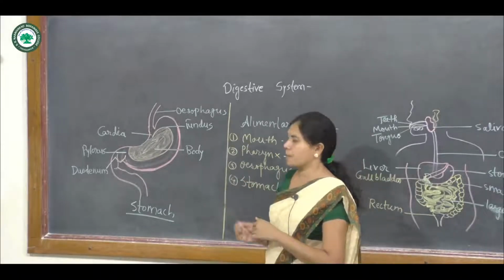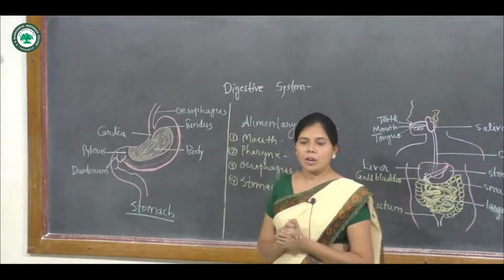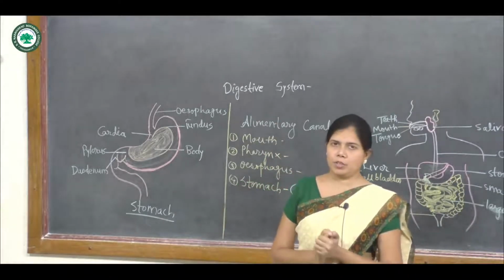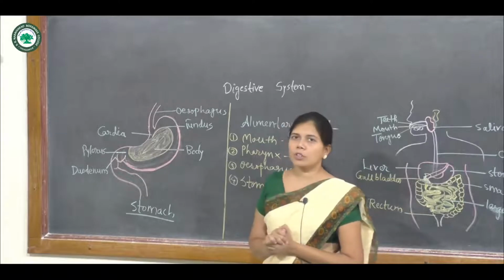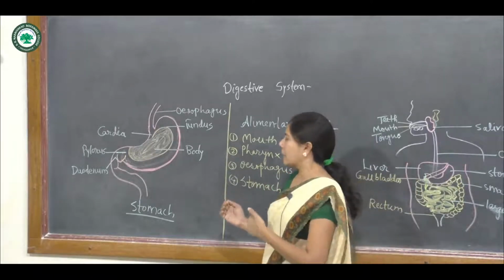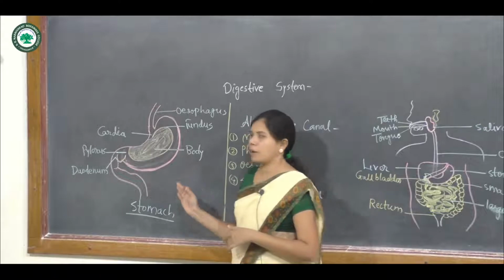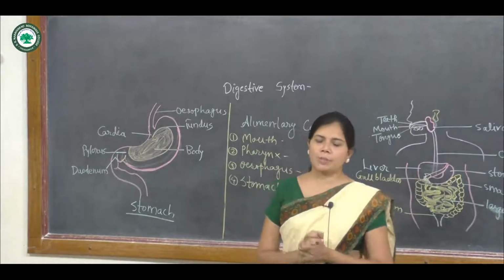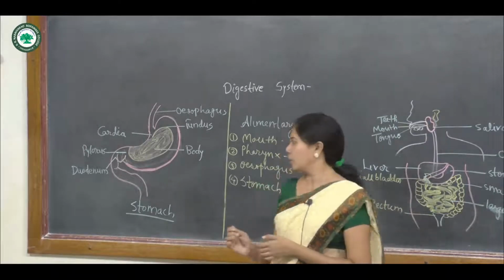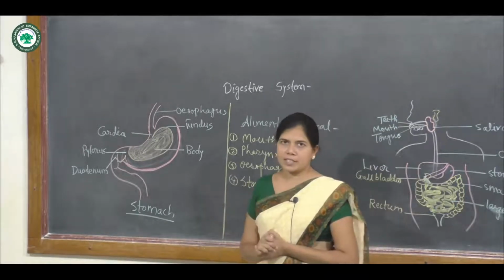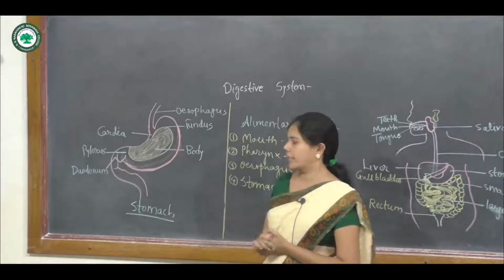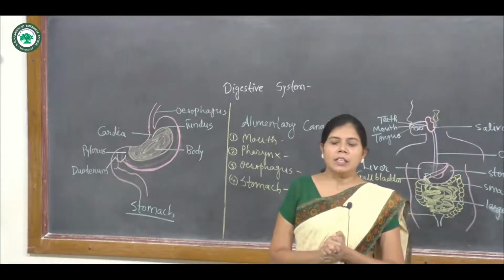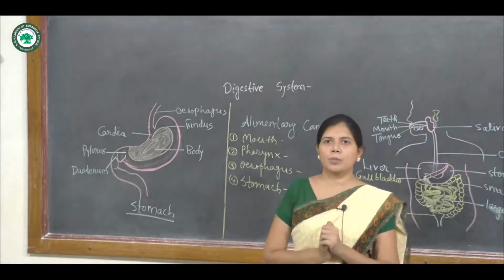The body is the large central part of the stomach which stores the food material. The last part of the stomach is the pylorus. The pylorus is a narrow posterior region of the stomach. It opens into the duodenum of the small intestine, which is the initial portion of the small intestine.